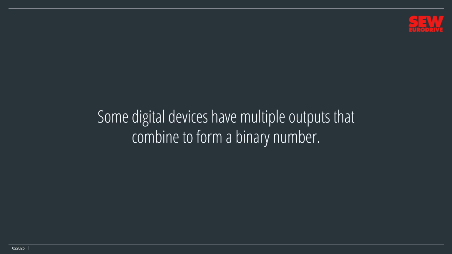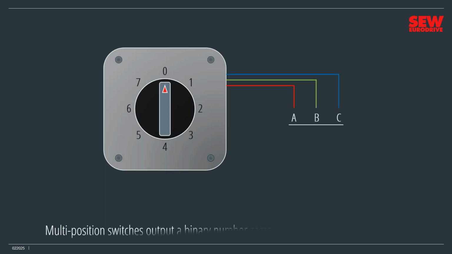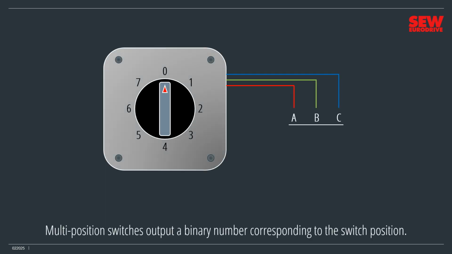As I've already mentioned, some digital devices have multiple outputs that combine to form a binary number. Each output line's low or high value becomes a single 0 or 1 in the number. A multi-position selector switch is a good example. Notice that it has 8 positions, numbered 0 through 7. It has 3 digital output lines that form the binary number. We call this a 3-bit binary number since it contains 3 zeros or ones.